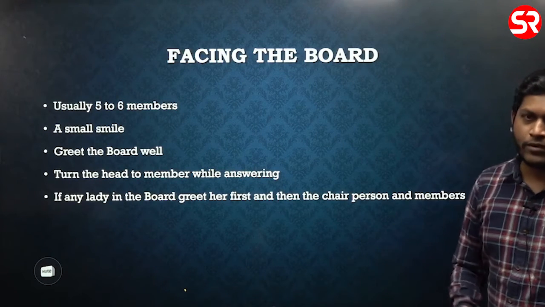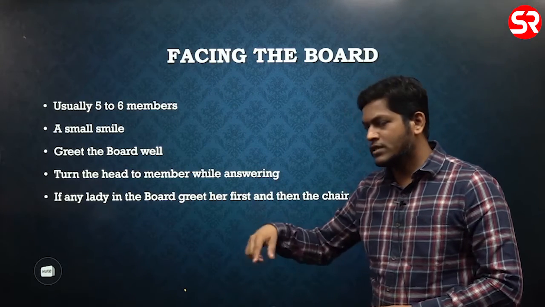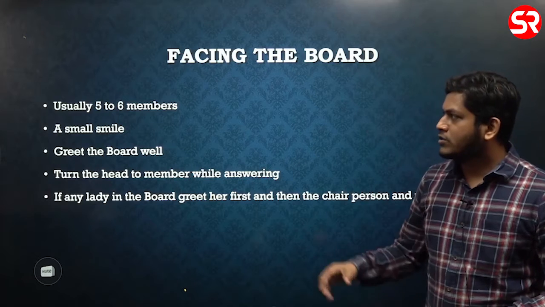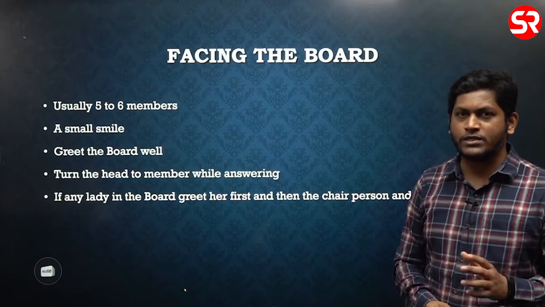Okay, now facing the board. As you enter into the room, as I said, normally there's a circular table arrangement. Usually there are 5 to 6 members in a board. There will be one chairperson or the chairman of the board.